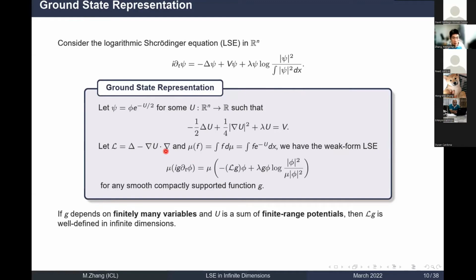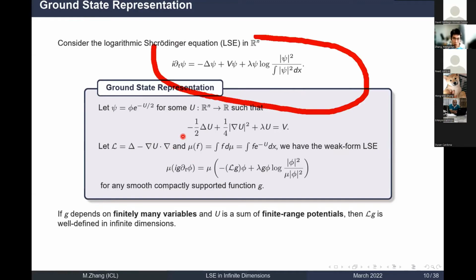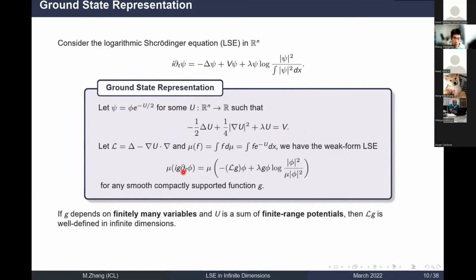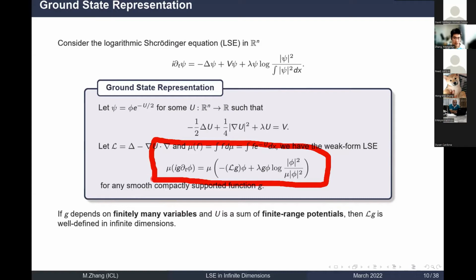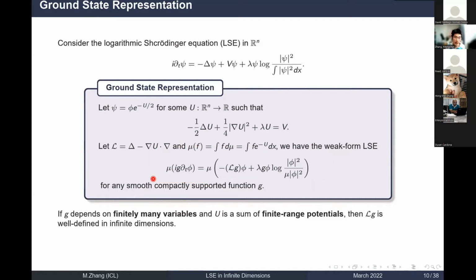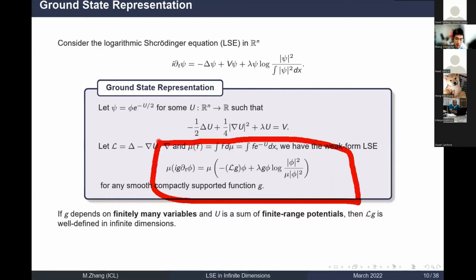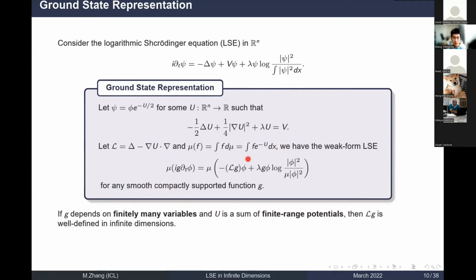So now our focus will transfer from this equation to this equation here. From now on, our focus will be this infinite dimensional LSE in the weak form. And our aim is to prove the existence of solutions to this equation. Because if we prove the existence of solutions to this one, then we know that we can use this to describe microscopic systems. So that's the goal here.